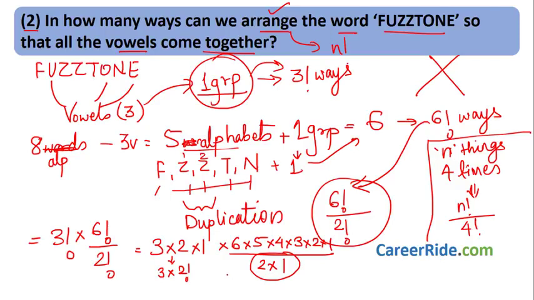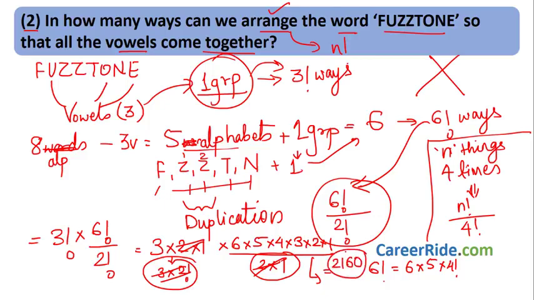Though it is not useful over here, anyways this gets cancelled, but always remember this trick, because whenever the values are greater, like 6 factorial, 7 factorial, 8 factorial, while division you can use this trick. You can write 6 factorial as nothing but 6 into 5 into 4 factorial, or 6 into 5 factorial, like that. So that would help you to reduce the calculations. Right now this gets cancelled and the answer comes out to be 2160 ways.